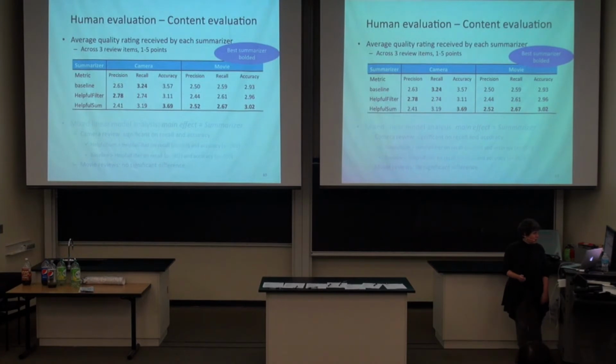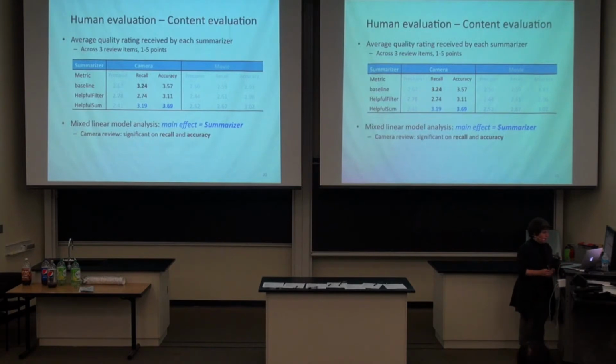Okay, so here are now the results. Again, we have our 3 different summarizers, our 2 domains, and our 3 evaluation metrics, and bold again is used to show the best results for each domain and metric. What we can see is that we do get some statistically significant main effects that show there are differences among summarizers for particular evaluation metrics. So we can see here that for the camera reviews, there are significant differences for recall and accuracy.